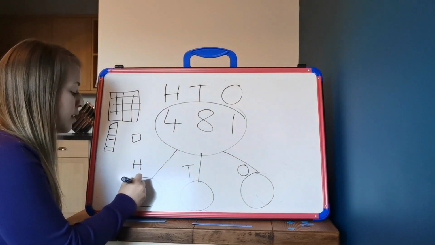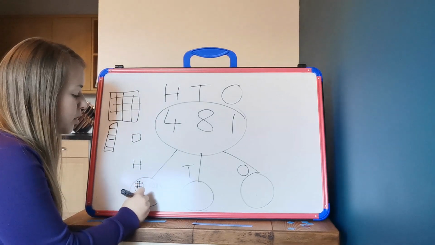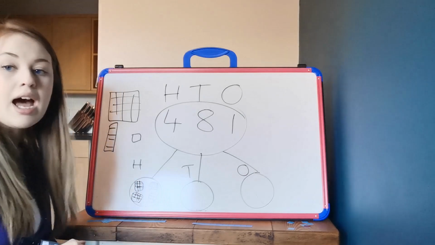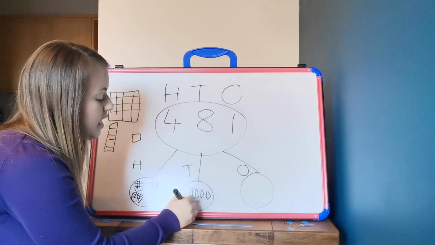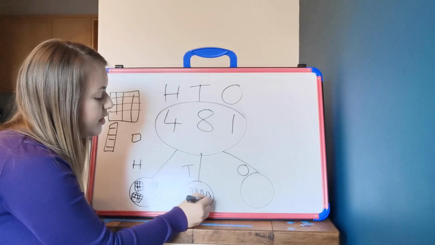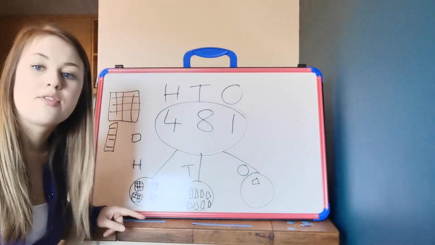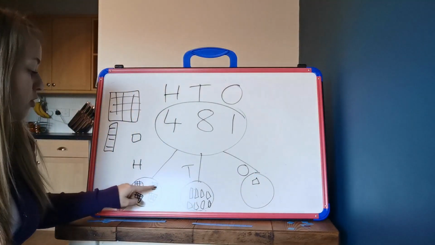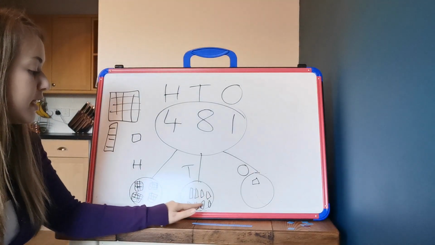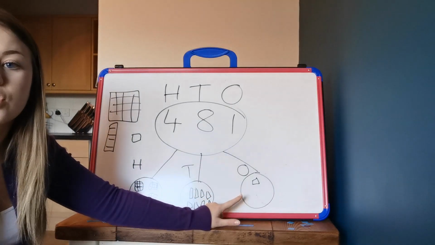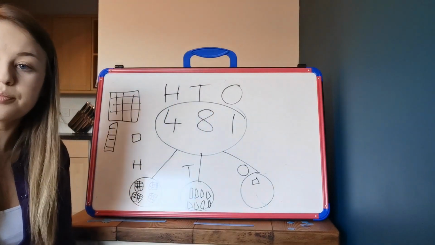So in here, because I don't have lots of room, as long as I'm drawing the markings on them, I will know that these are hundreds. And then these would be my tens: 20, 30, 40, 50, 60, 70, 80, and then my 1. So in here, I have got 4 hundreds. So 100, 200, 300, 400. And then here I've got 10, 20, 30, 40, 50, 60, 70, 80. And then here I have got 1. So altogether, I have made the number 481.